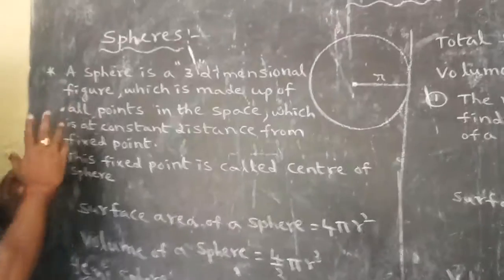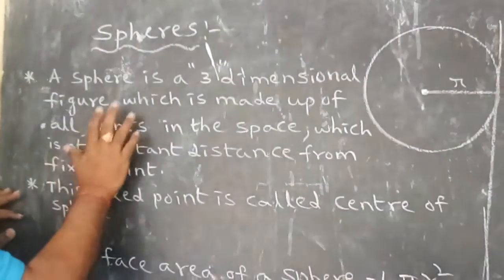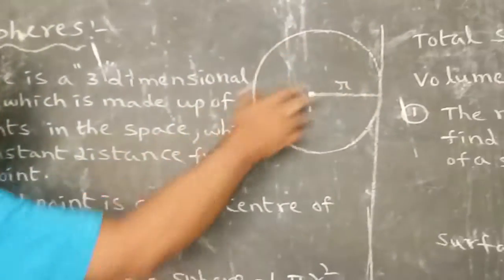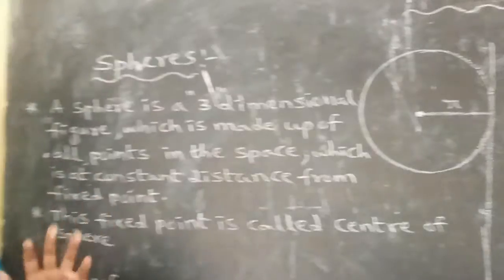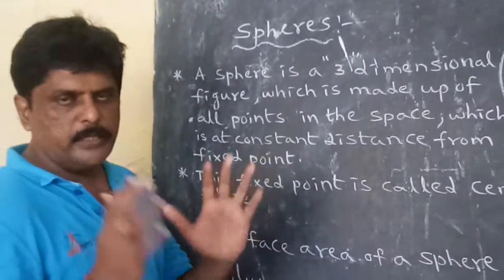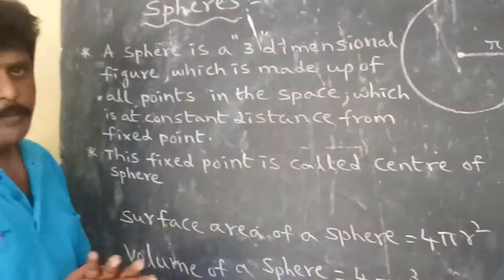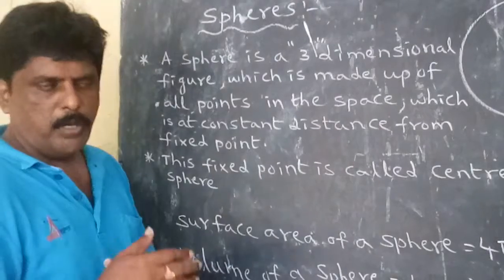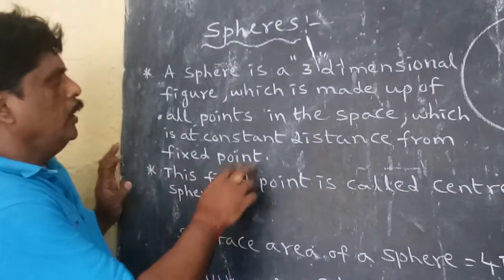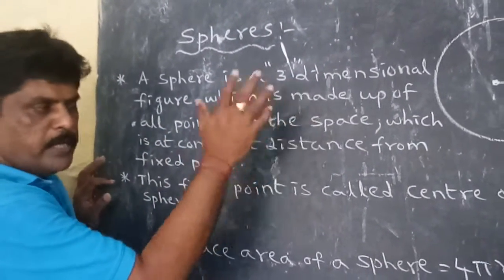A sphere, what is a sphere? A sphere is a three-dimensional figure or surface which is made up of all points. For example, a watermelon is in the shape of a sphere. A football is in the shape of a sphere. Our earth is also an example for a sphere. So a sphere is a three-dimensional figure which is made up of all points in space.